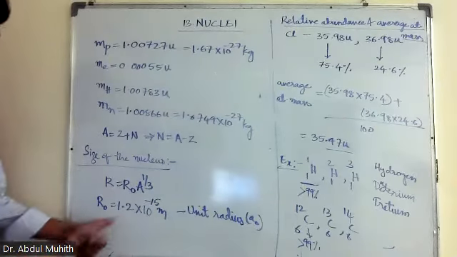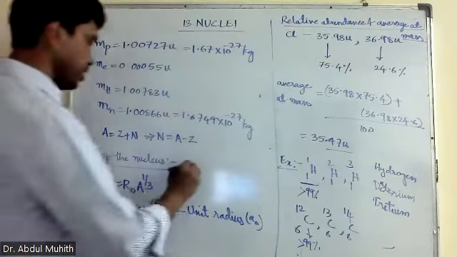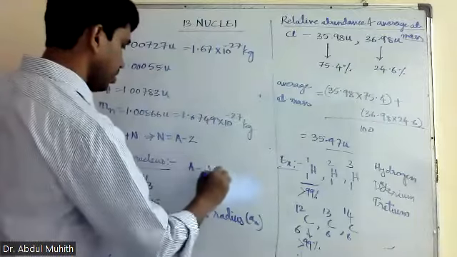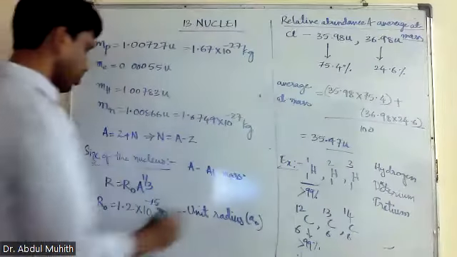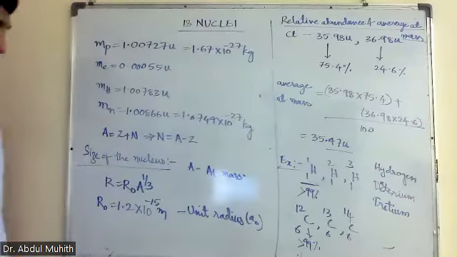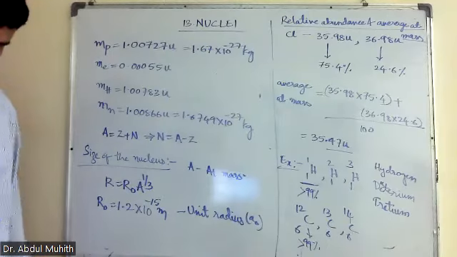Now, A is what? A is the atomic mass here. So if you want to find out the radius of the nucleus, R is equal to R naught into A to the power of 1 by 3. Just do it, then you'll get the answer.